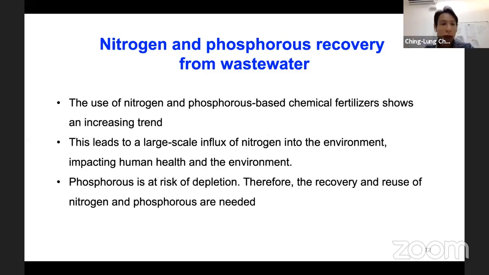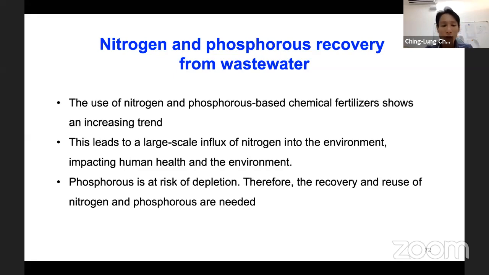So right now we go to nitrogen and phosphate recovery from wastewater. The use of nitrogen and phosphorus-based chemical fertilizer shows an increasing trend, because in Taiwan we have lots of agricultural activity. That's why we use a huge quantity of fertilizer every year, and this causes a large-scale influx of nitrogen into the environment. So it will impact the environment.